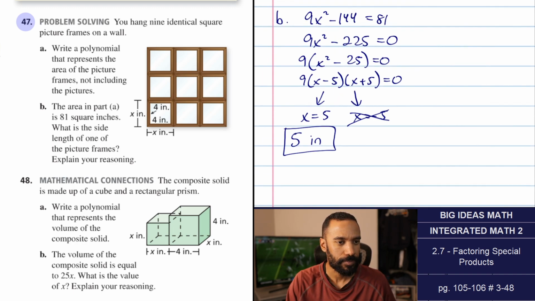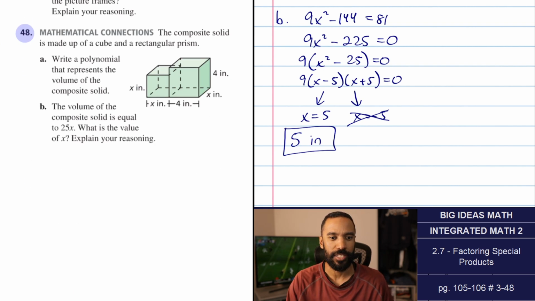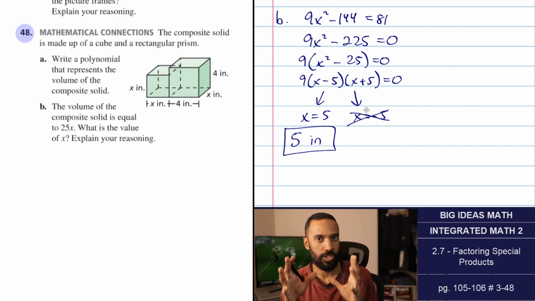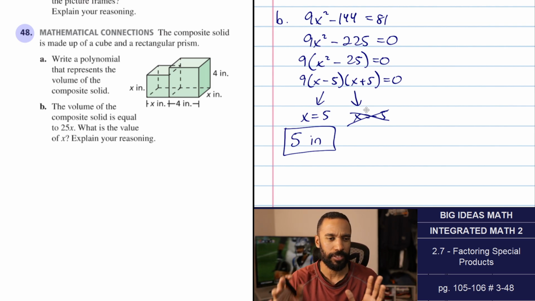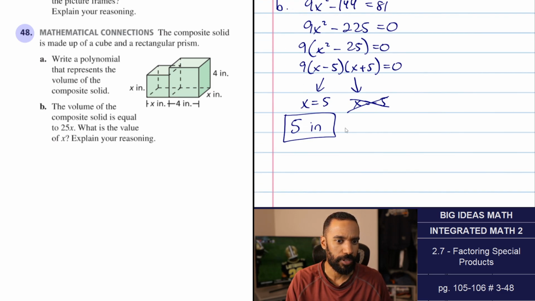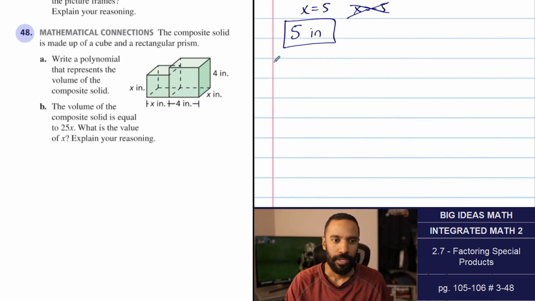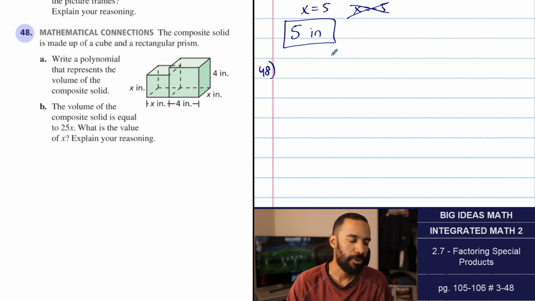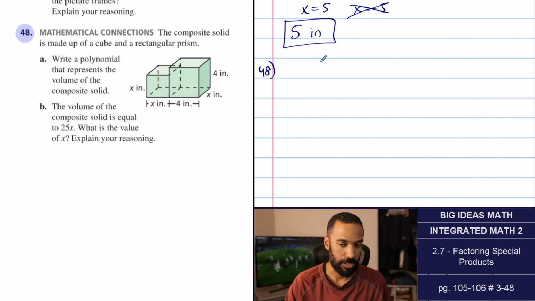And there's that. And finally, number 48, mathematical connections. The composite solid, a composite solid just means one solid added with another, kind of makes it irregular, is made up of a cube and a rectangular prism. The cube looks like the left guy, and the rectangular prism looks like the right guy. So 48, we have that image. Part A, write a polynomial that represents the volume of the composite solid.